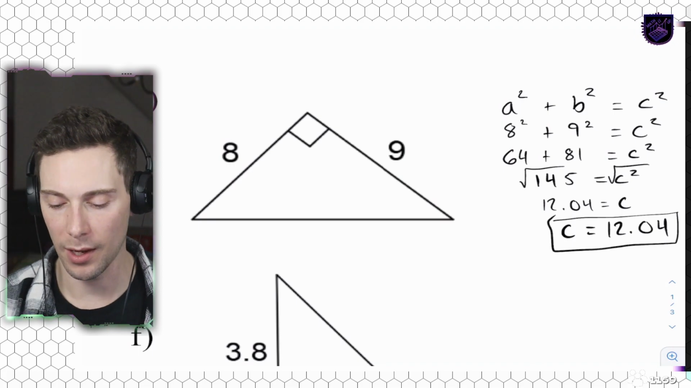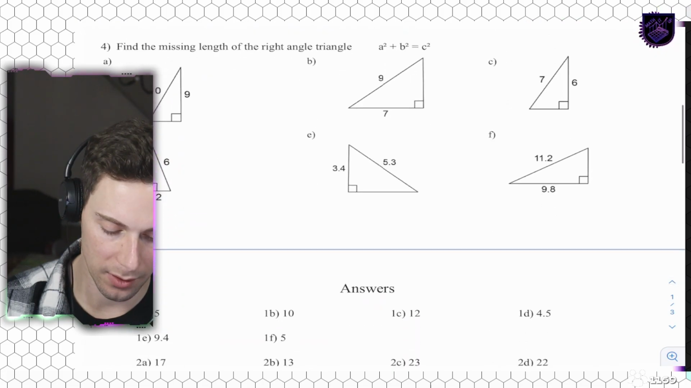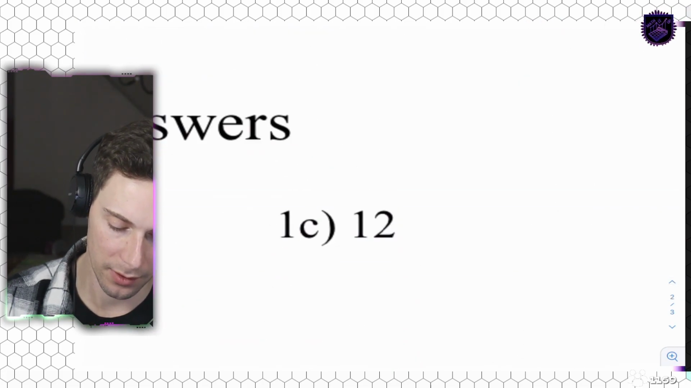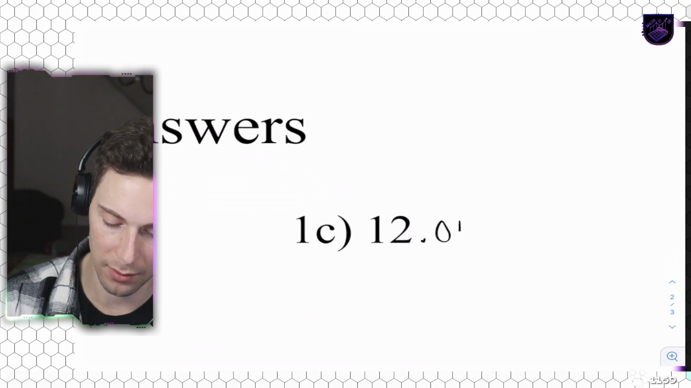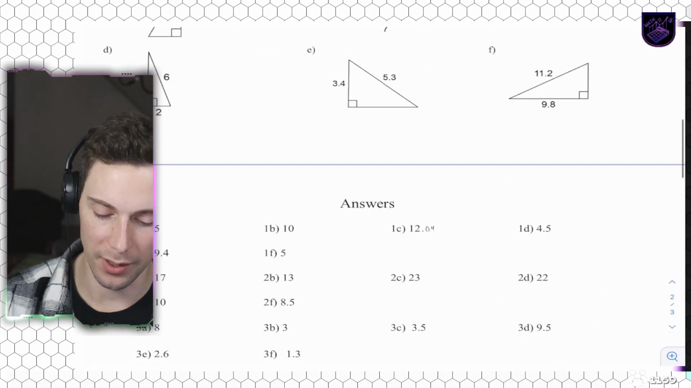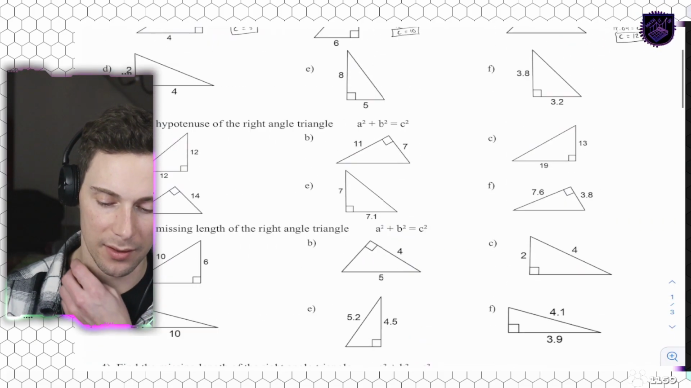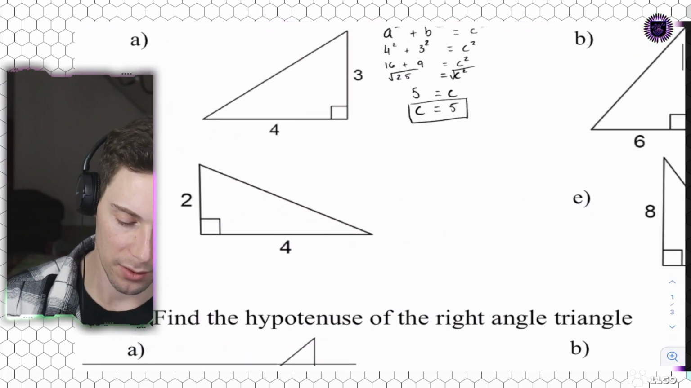I'd love to round that, but if you round that, let's see what 1c says. Yeah, 12. If you round that, that's not going to be nearly as accurate. But it's rounded to the nearest tenth, so that's kind of what it does to get its answer on this particular type of worksheet.